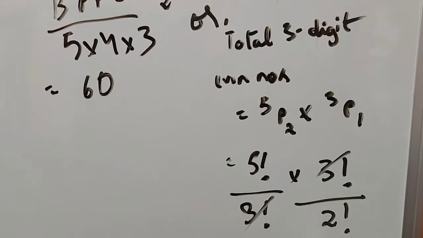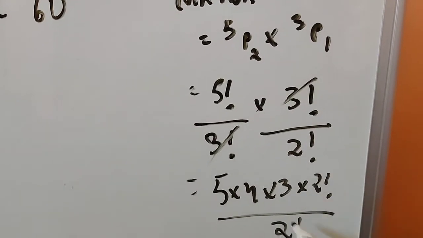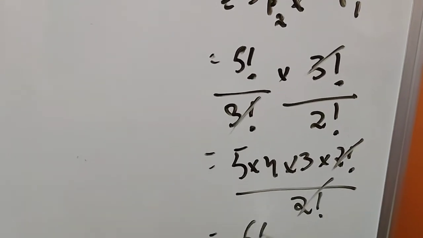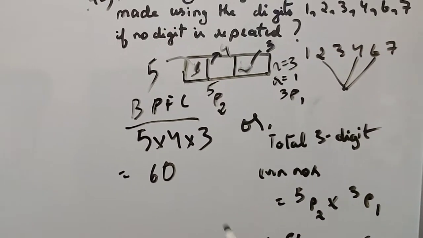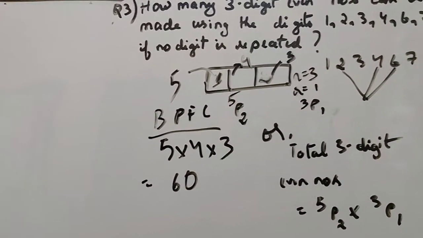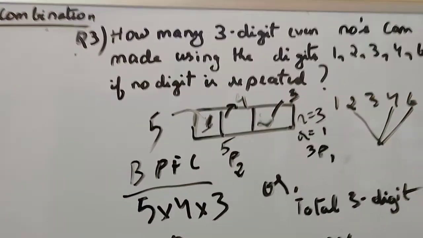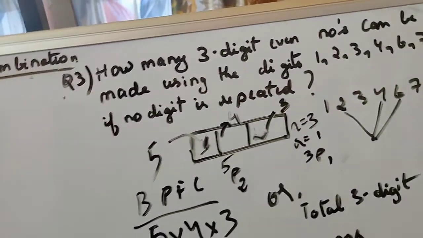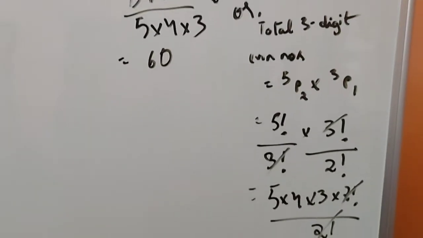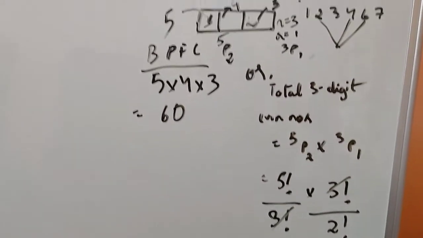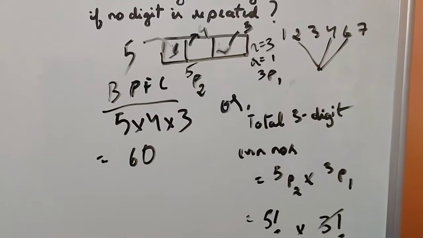5 into 4 into 3 into 2 factorial I can express, and down I have 2 factorial, 2 and 2 cut, answer is 60. This is using my permutation formula, and this one is using the principle of fundamental counting. Any one answer will be the same. Whenever the condition repetition not allowed is given, then I can use the same question with the permutation formula. So I hope this one is clear to you. Very easy. You do not need to write it out, but instead you write using the permutation formula.